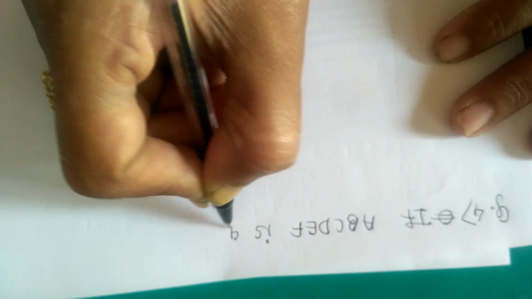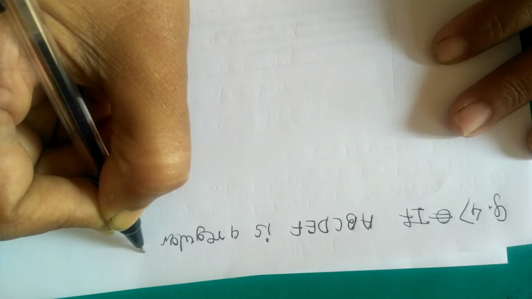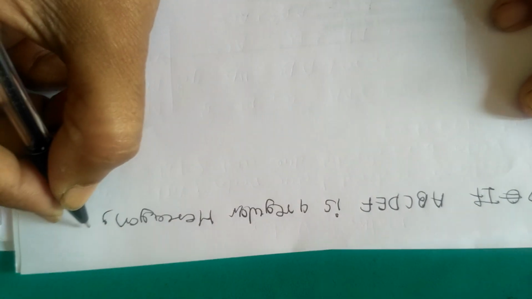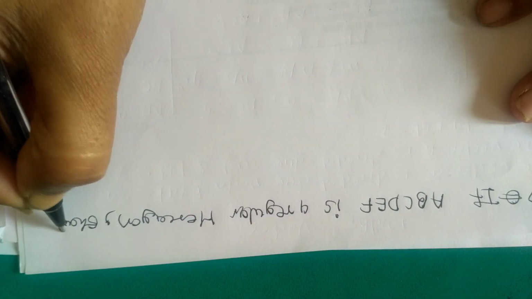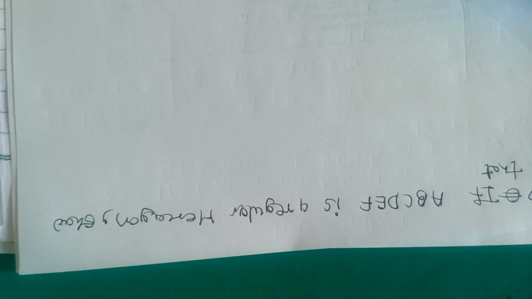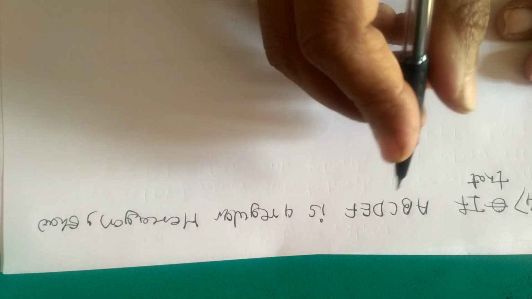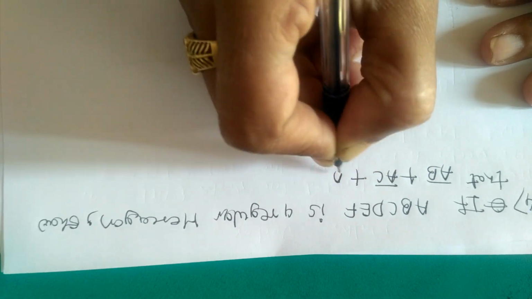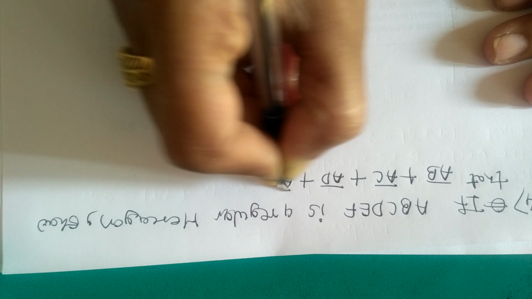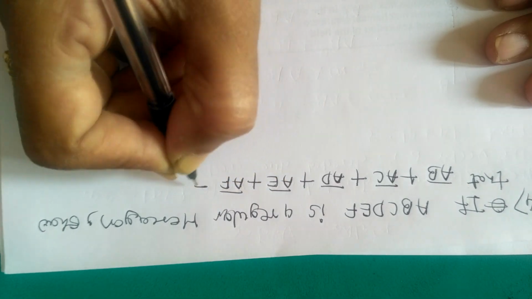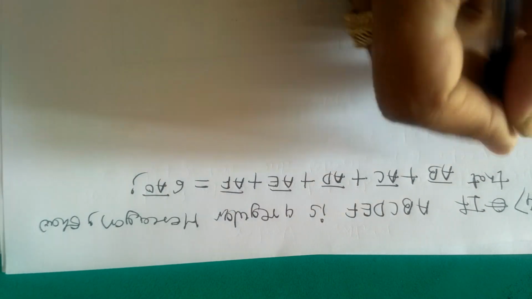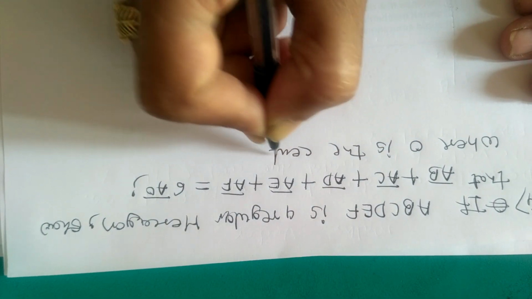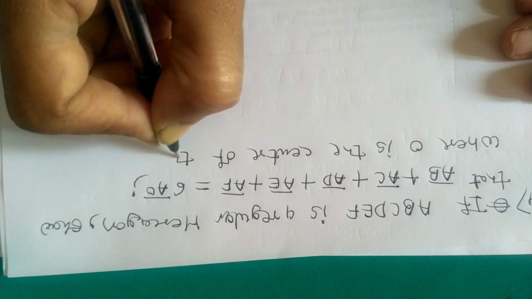What is given? It is a regular hexagon. Then we have to show that the addition of the vectors AB bar plus AC bar plus AD bar plus AE bar plus AF bar is equal to 6 times AO bar, where O is the center of the hexagon.